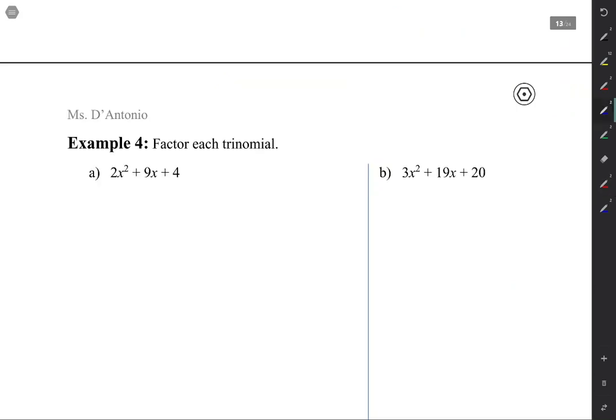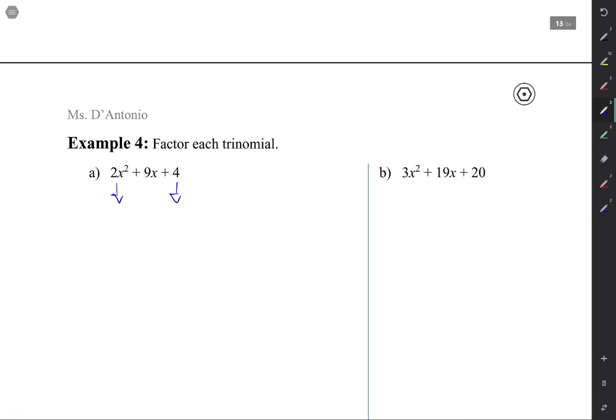So on the next page, we have a few more of these. They look a little bit different this time because now there's a coefficient on that squared term. But that's okay. These ones are actually still pretty easy. So let's do our crisscrossing here. Let's look at the factors of 2x squared and the factors of 4.